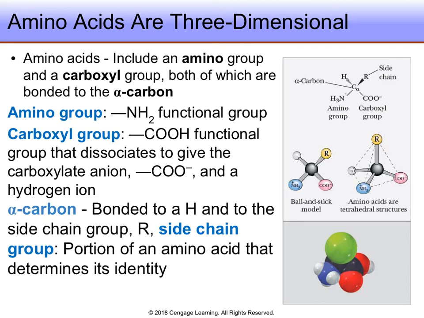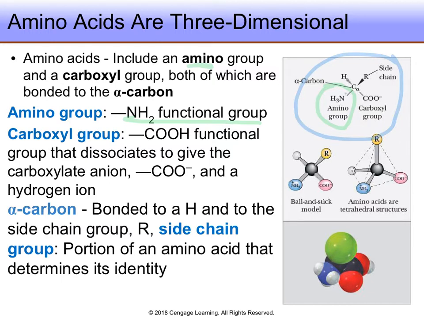So let's start thinking about amino acids in their three dimensions. Here's an example of a basic amino acid. Amino acid is just a fancy way of saying that you have something that has an amino group, which would be right in here. This amino group is really an NH2 functional group that I've just shown here, or you can think of it as NH3 plus if it's charged.